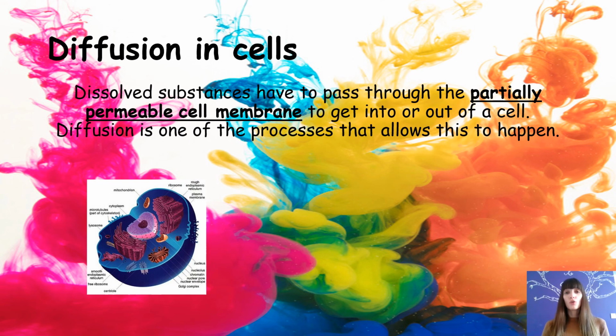If you imagine your front door, you can fit through that, but a sumo wrestler perhaps couldn't, or an elephant couldn't fit through that door. So it'll let smaller things through, but the big things won't fit. Diffusion is one of these processes that allow substances to move into and out of cells. The other two processes will be in a later video.